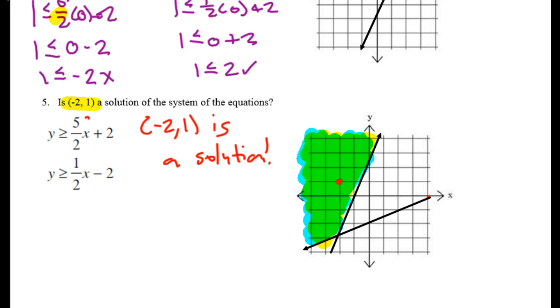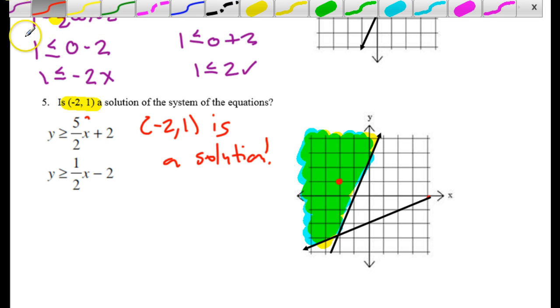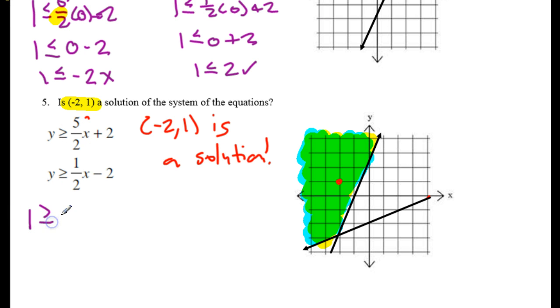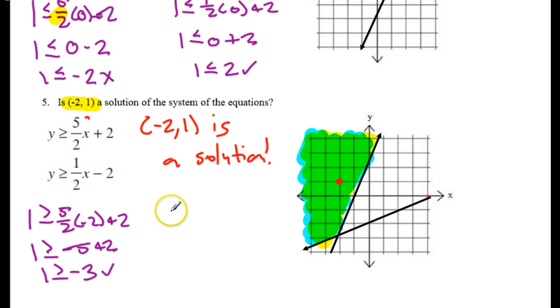And if I just wanted to prove that one more time by plugging it in, now if I plug this point into the equations, y is 1, greater than or equal to 5 halves x, and x is negative 2, plus 2. This will be 1 is greater than or equal to 5 halves times negative 2, which is negative 5, plus 2. Bring down the 1 is greater than or equal to negative 5 plus 2, which is negative 3. And 1 is greater than or equal to negative 3. So that checks out.